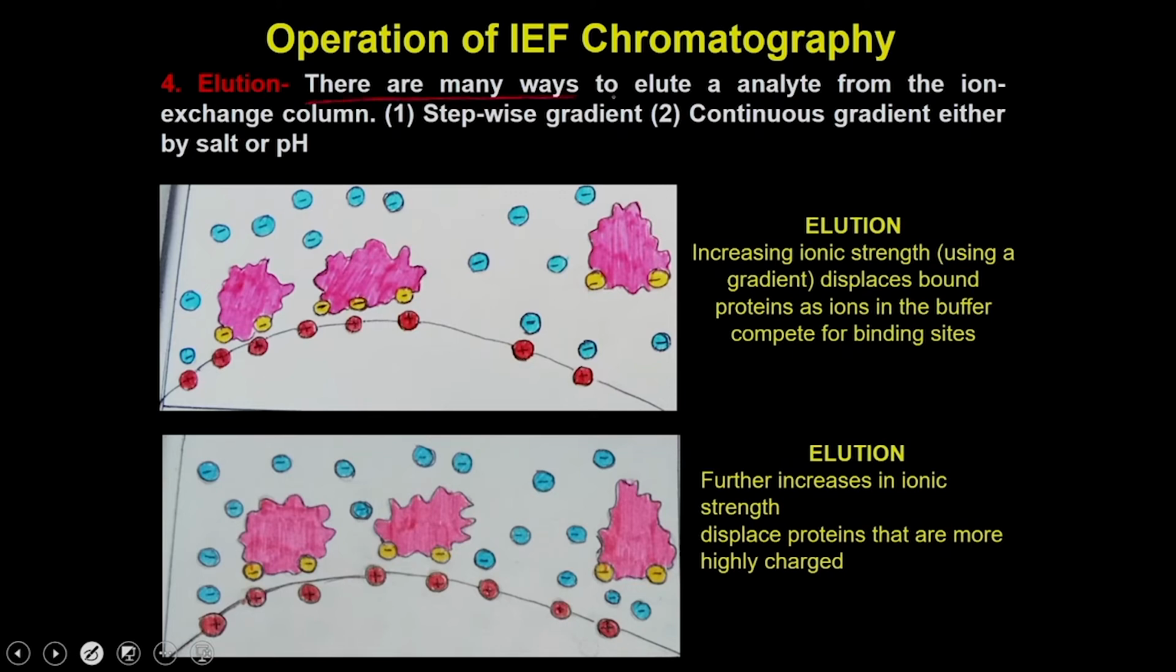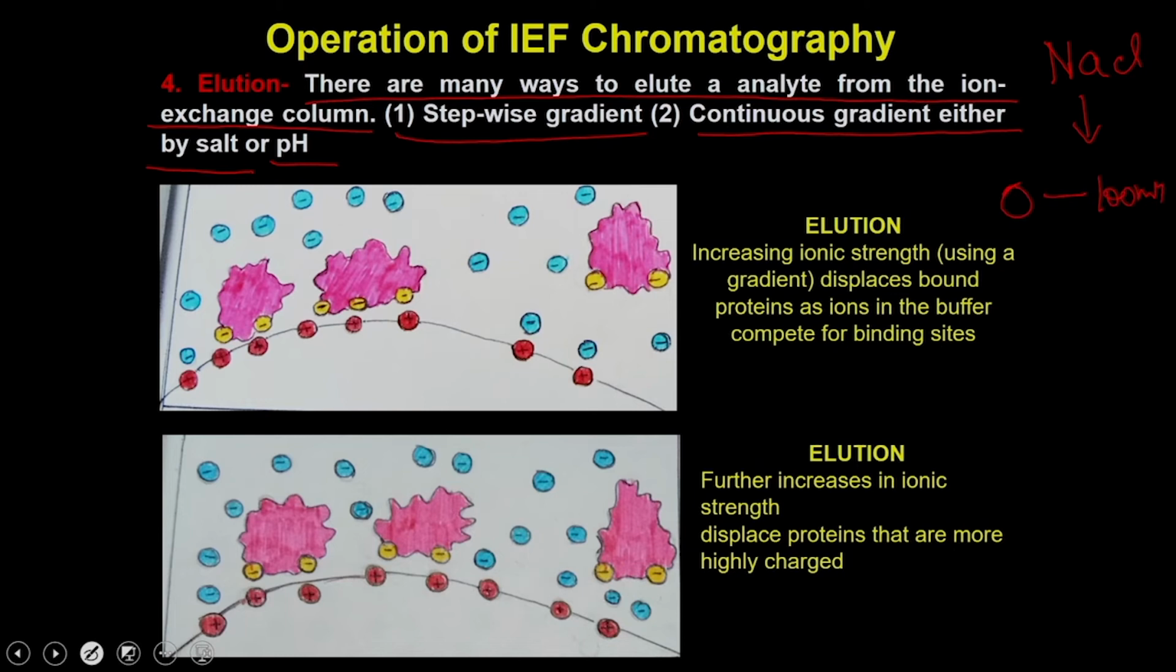There are many ways to elute an analyte from ion exchange chromatography columns. One is the stepwise gradient, and the second is a continuous gradient, either by salt or by pH. If I am using NaCl, I can use a linear gradient, which means I can go from 0 to 100 millimolar. So, in this case it is going to be linear. For example, 0 millimolar, 1 millimolar, 2 millimolar, like that.